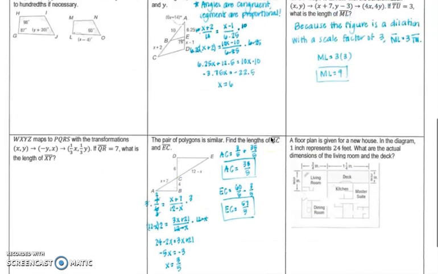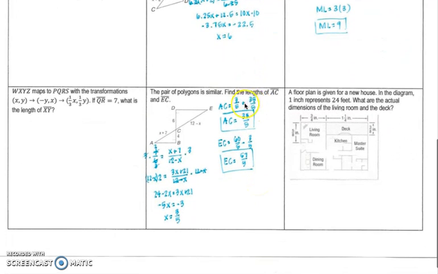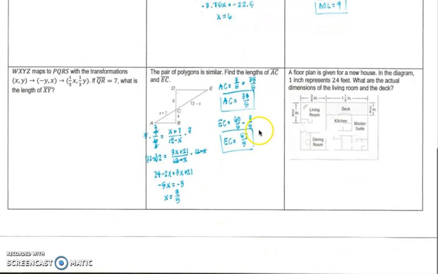Last example is very much like the one above it. The pair of polygons is similar. We're going to find the lengths of AC and EC. I have fractions here, so I just wanted you to see basically how I operate with fractions. When I solved, I got x equals 3/5, and then I plugged in each one. AC is 38/5, and EC is 57/5, and again, I left those as improper fractions.